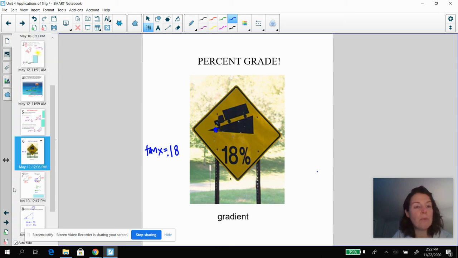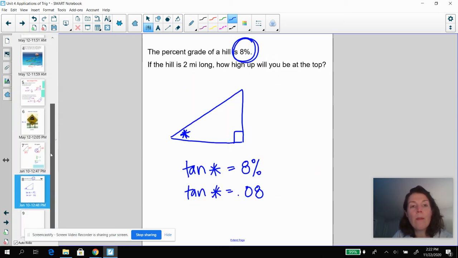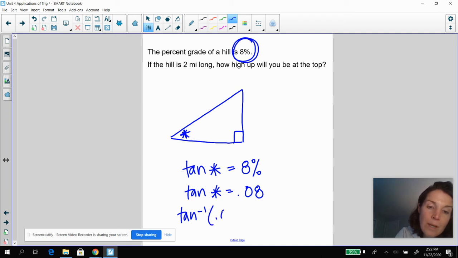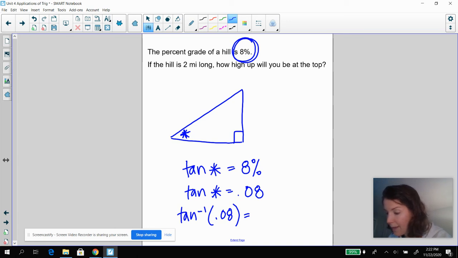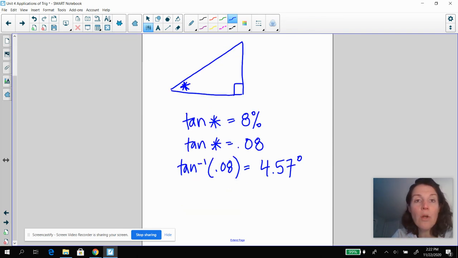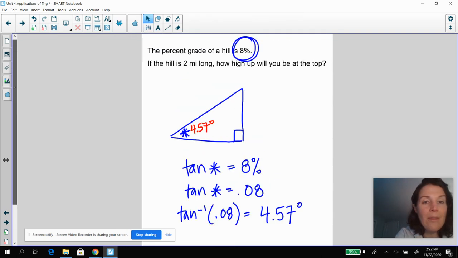So the first step for these percent grade problems is always to figure out what that degree measurement is. So in your calculator, you would do the inverse tan of 0.08 equals, doing this live, watch out, inverse tan of 0.08 is going to be approximately 4.57 degrees. So I now know that my angle measurement is 4.57 degrees. So I've done that first. Here's my little grouping together of everything.